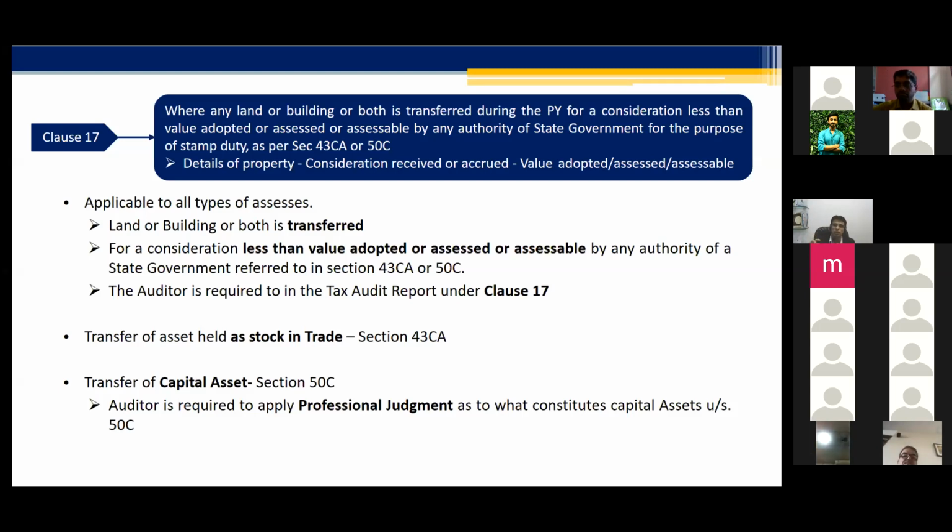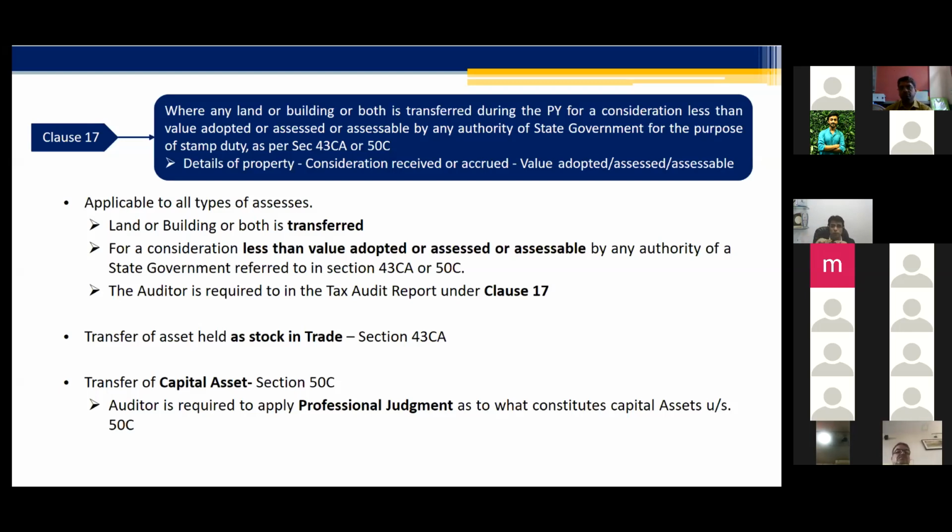According to me, clause 17 requires that wherever there is a difference, you need to report it. So once 50C is applicable, you need to report it, irrespective of the fact that there won't be any addition to income because the difference is within the permissible limit. If 50C becomes applicable, the reporting happens. But if 50C is not applicable, the reporting does not happen.